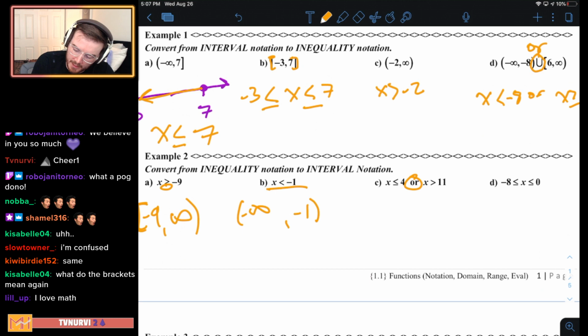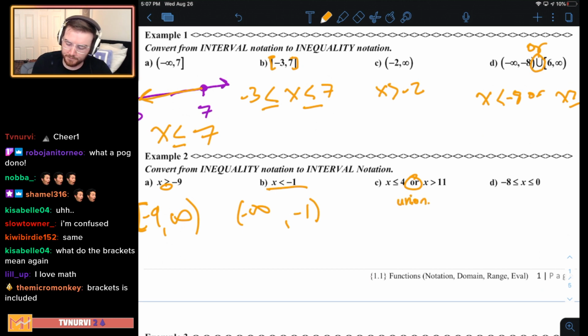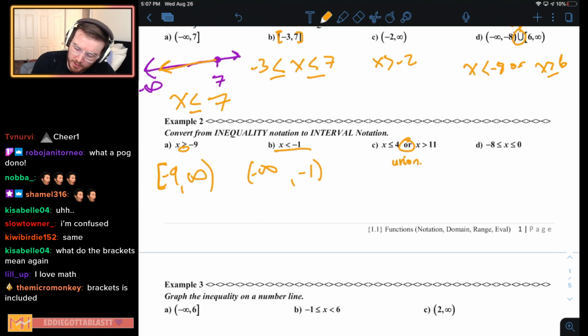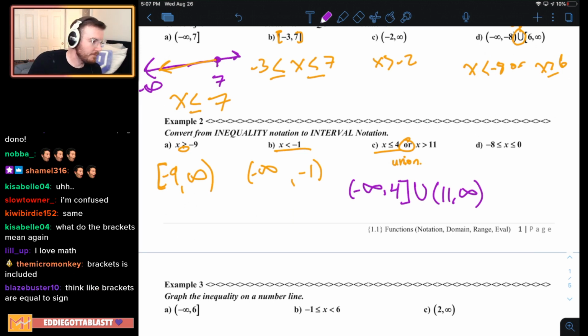This or word means union. So everything less than or equal to 4. So what numbers are less than 4? 3, 2, 1, all the way out to negative infinity. So negative infinity all the way up until 4. Because of the equal sign, I'm including it. Or means union. And then everything bigger than 11. So I'm going clear out to infinity. Think like brackets are equal sign. Exactly.